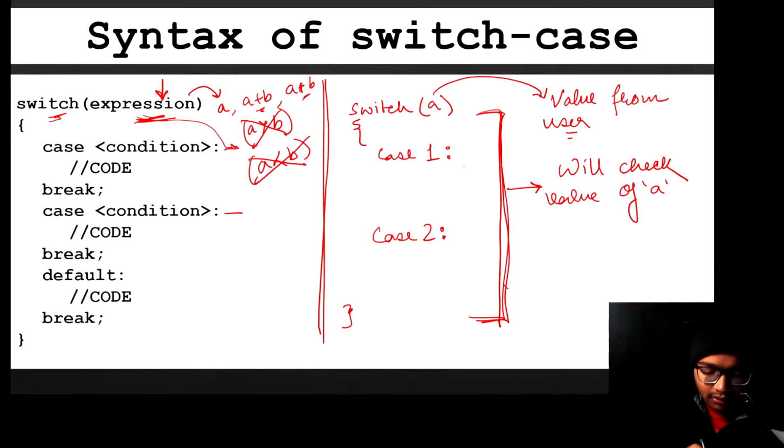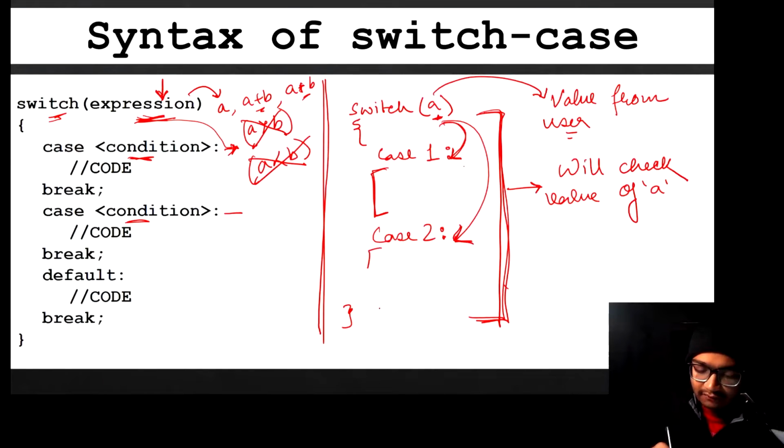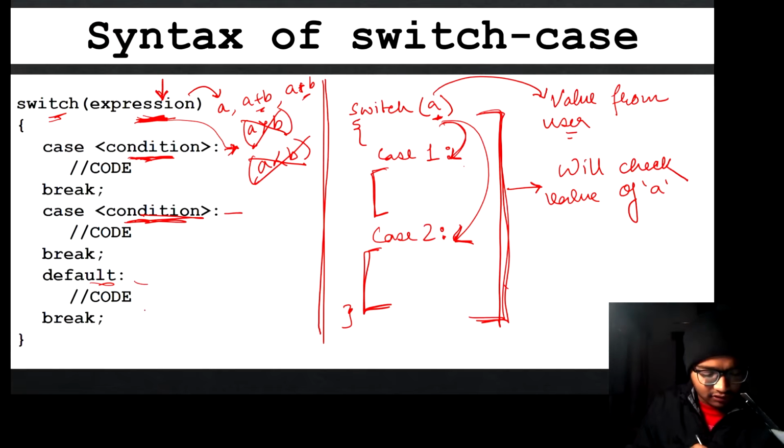Now, case is the block which consists of the lines of operation. The value of A here will be matched with 1. If the value of A is 1, then the part in this block will be executed. If the value of A is 2, then this part will be executed, right? Similarly, it contains the expression, the conditions, and then default, that is an else block. If none of the conditions match, then the default is executed.